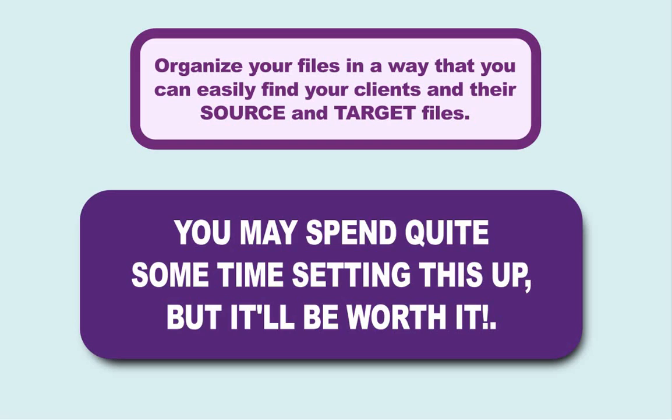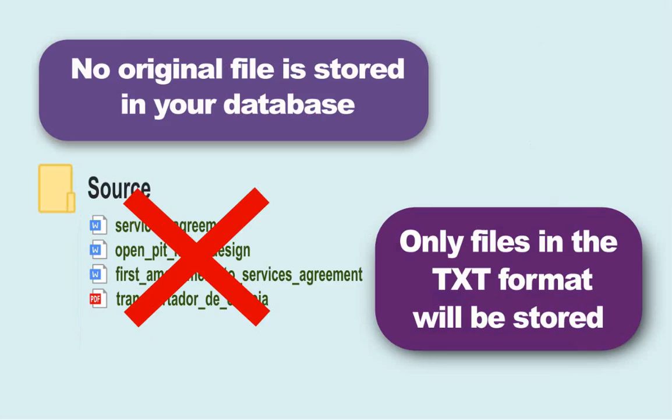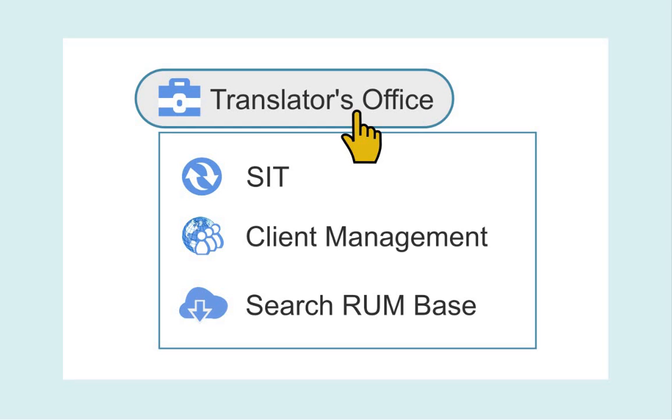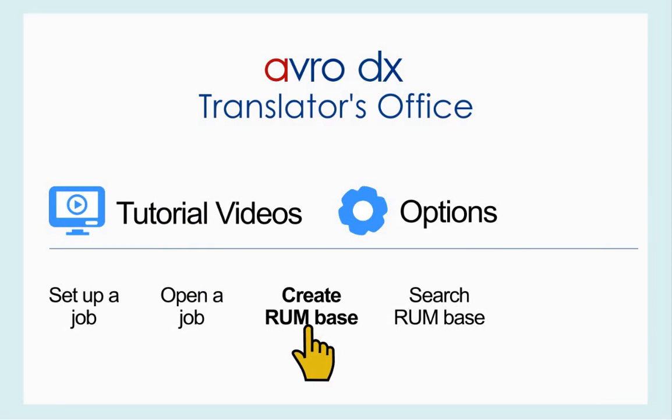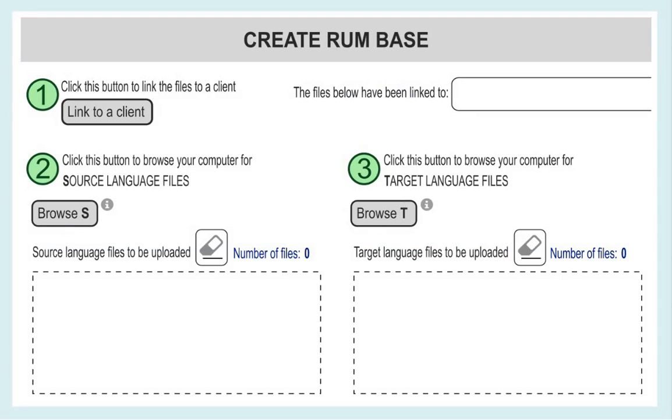However, if you think the way your files are set up is good the way it is, then we can get started. But before we get to that, I'd like to point out that original files will not be stored in your database. You see, once they've been processed, each file is deleted. Only files with the txt extension will be stored, and only you will have access to them. Okay, let's get started by clicking on Translator's Office, and then on Sit. Next, I'll click on Create Runbase, and here we are.